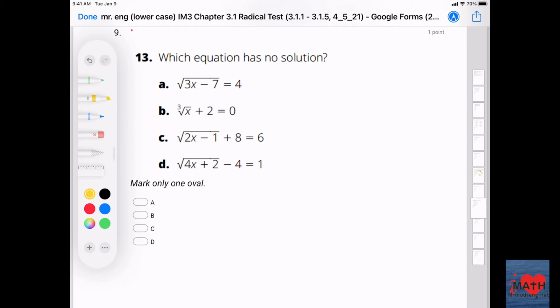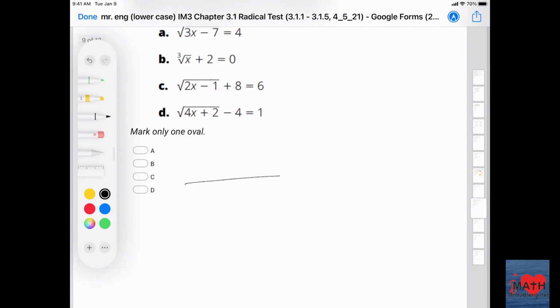All right, number 13, which equation has no solution? So what I'm going to do is just kind of give myself hopefully lots of space to work with. And let's work with this first one.